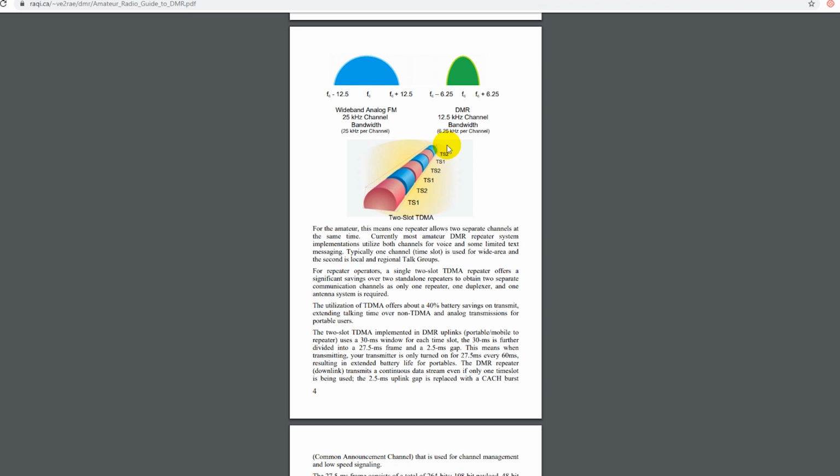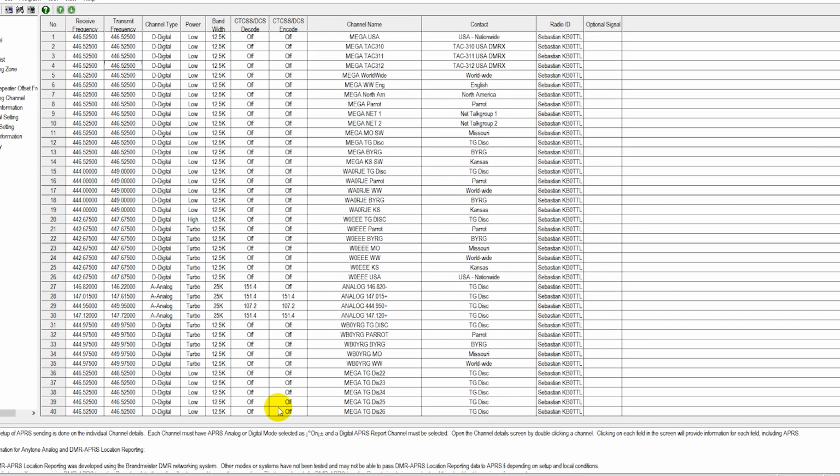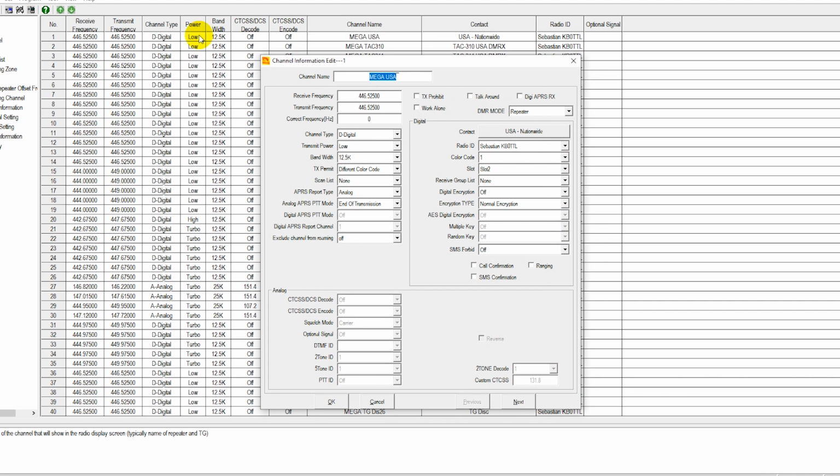Right now, I'm going to go ahead and switch over to the CPS software. This is the software that we use to program our DMR handhelds or DMR mobiles. We're going to look at a few of these digital channels. I'm going to go through just a little bit of the terminology here for you. Let me start on this digital channel here.